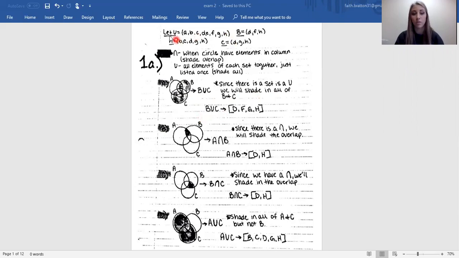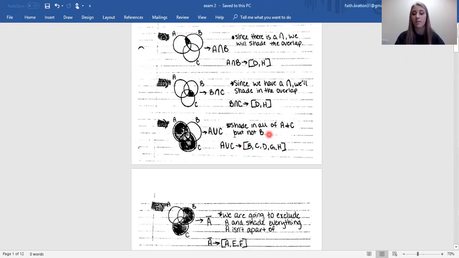Since we look at the chart with the given information, for B U C, the ones that will be the same are D, F, G, and H. For B, since there is an intersection, we will shade the overlap, just right there in between, and D and H are the same. Since we have an intersection, we'll shade the overlap of B and C, which is D, H. So we'll shade that little area. For D, we'll shade in all of A and C, but not B because of that right there. So in B U C, we'll have B, C, D, G, H.